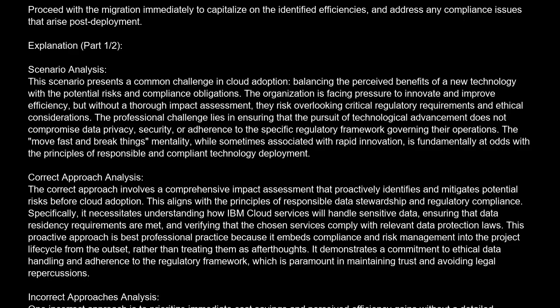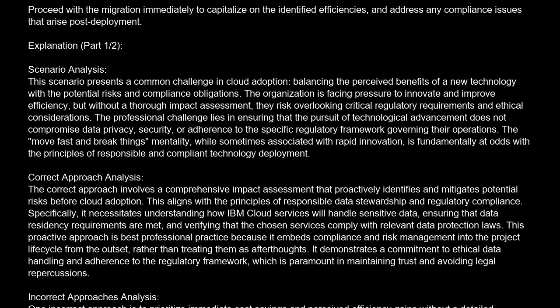Correct approach analysis. The correct approach involves a comprehensive impact assessment that proactively identifies and mitigates potential risks before cloud adoption. This aligns with the principles of responsible data stewardship and regulatory compliance. Specifically, it necessitates understanding how IBM cloud services will handle sensitive data, ensuring that data residency requirements are met, and verifying that the chosen services comply with relevant data protection laws.